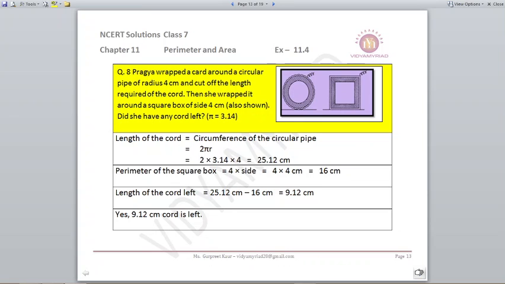Now we need to talk about perimeter of the square box. So 4 multiplied by side, that is the formula. 4 into 4 gives us 16 centimeters. So if I talk about circular pipe, it is 25.12. If I talk about square box, it is 16. When we subtract them, we are left with 9.12 centimeters of the cord.